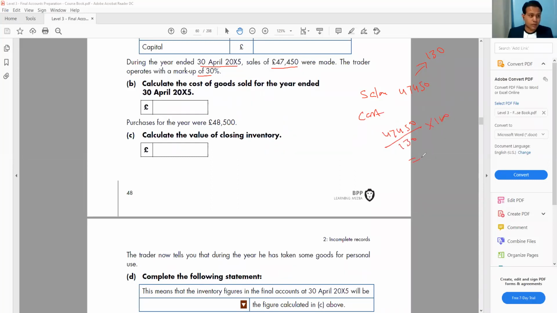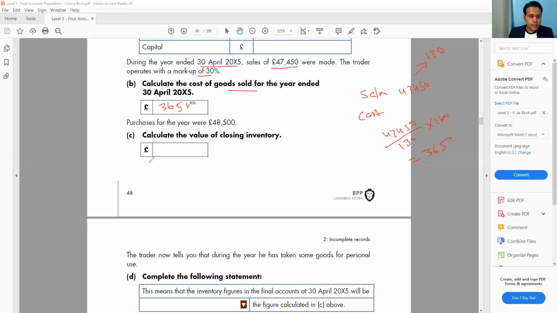Anyway, we don't know what the question is asking, but we are just guessing what will happen. Calculate the cost of goods sold. Oh, they're asking for the cost of goods sold. All right, so we know how to do it. So 47,450 divide by 130 times 100. So that gives me how much? 36,500. Very well done, Mark. Yes, this is our cost of goods sold.